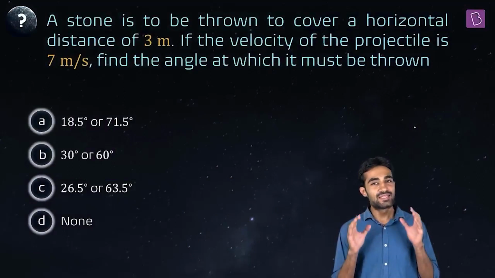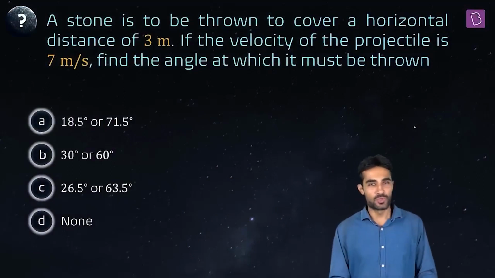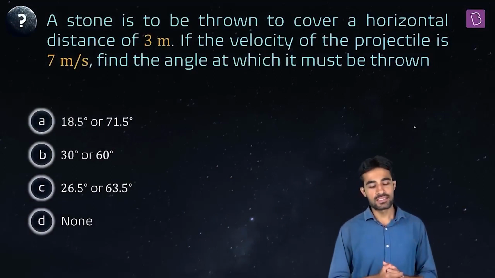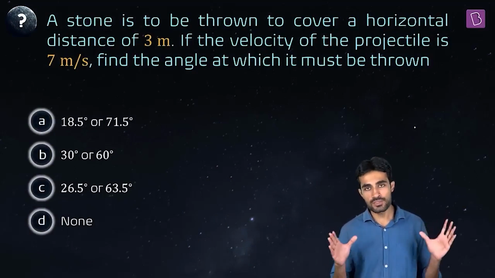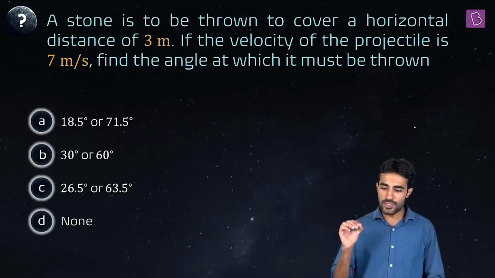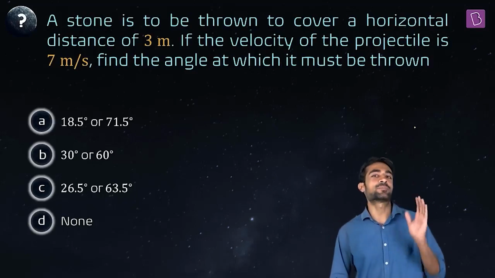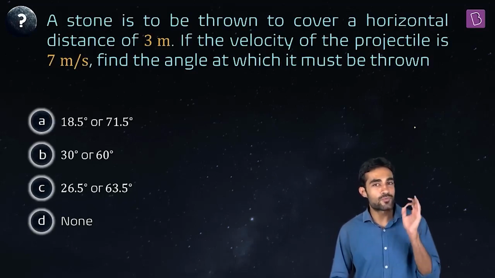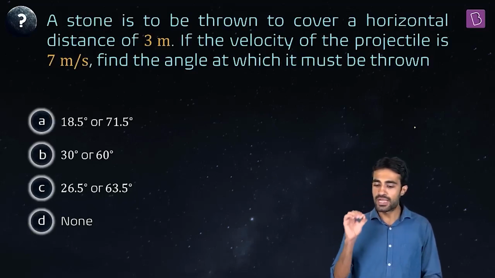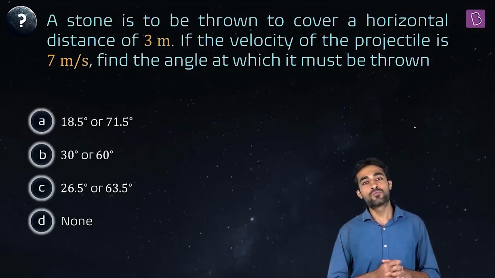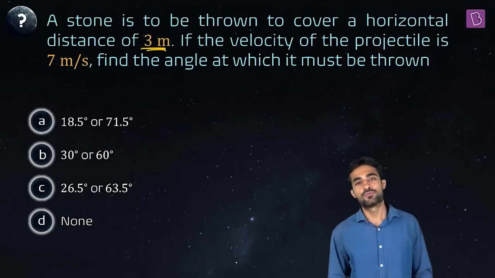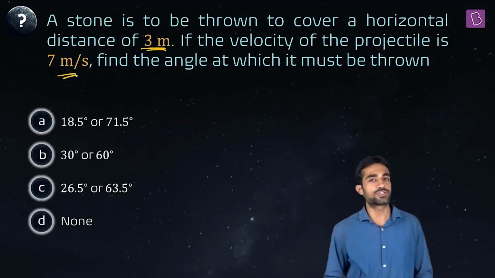Let's have a look at this beautiful question on projectile motion. A stone is to be thrown to cover a horizontal distance of 3 meters. So we want the range of the stone to be 3 meters. If the initial velocity of projection is 7 meter per second, find the angle at which it must be thrown. So at what angle should we throw the stone so that we get the required range? We know the initial velocity of projection.